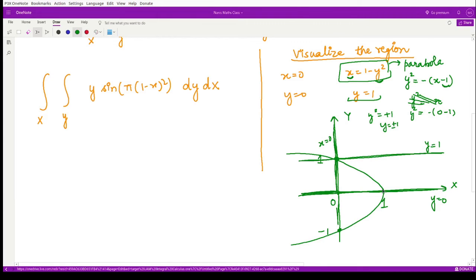So what is your shaded region? The region which lies between the parabola, whose equation I can write to be y square is equal to minus x minus 1.